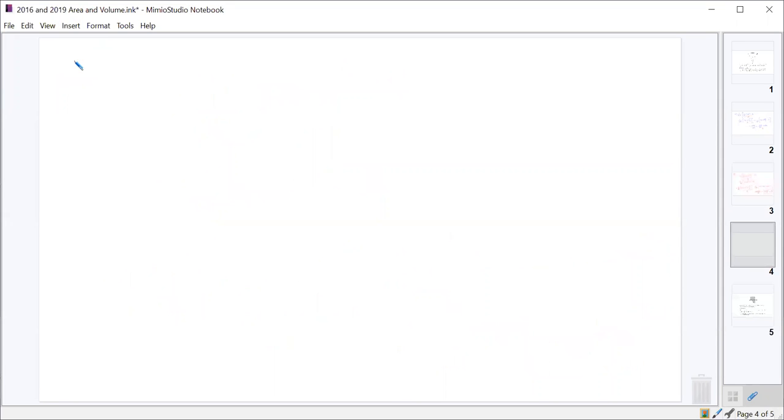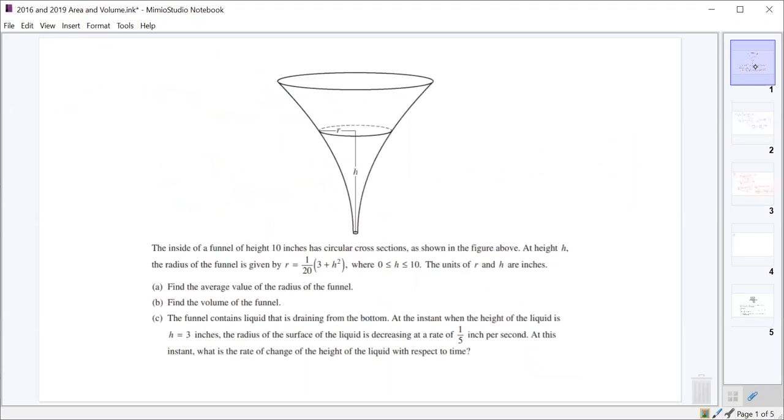All right, so part C moved away again from the area and volume. It says the funnel contains liquid that is draining from the bottom. At the instant when the height is 3, the radius is decreasing at this rate. At this instant, what is the rate of change of the height of the liquid with respect to time? So what are we trying to do here? What type of problem is this? Like one of those derivative things. I forgot what it's called, but it's in the applications of derivatives. Yeah, it's a related rate. It's an application of the derivative.